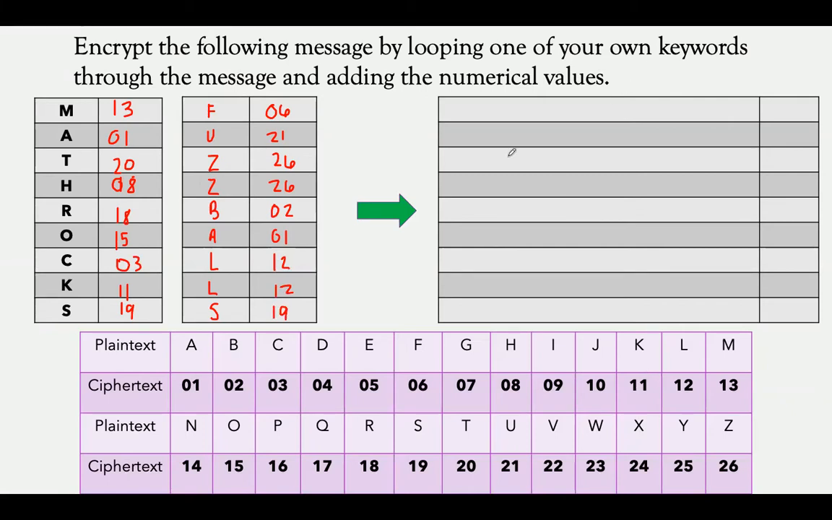All right. And what you're gonna do is 13 plus 06 equals 19, and that's gonna get you S. 01 plus 21 is 22, which is gonna give you V. And 20 plus 26 is 46. Minus 26 equals 20, which is not 12. All right. Go slow. So T. 46 minus 26 is 20, which gives you T. And 08 plus 26 gives you 34. And minus 26 is going to give you 8. And 8 is H.